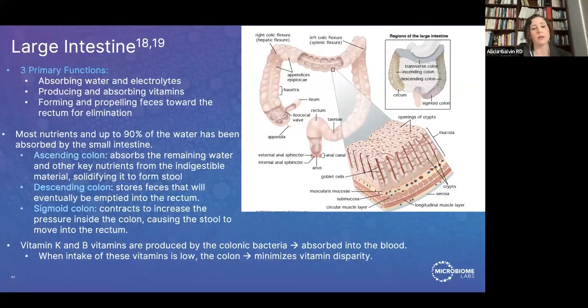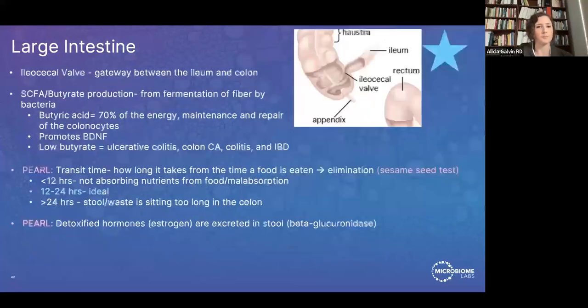But this is also where vitamin K and B vitamins are produced by our microbes. So things like folate, vitamin K2, vitamin B1, these are all different vitamins that our bacteria can make. And there's some theory that if we're deficient or have low intake of certain vitamins, our microbiome kind of compensates and may increase their production of those various vitamins in order to decrease any sort of vitamin disparity. Oh, and here we go: ascending, descending, and sigmoid colons.